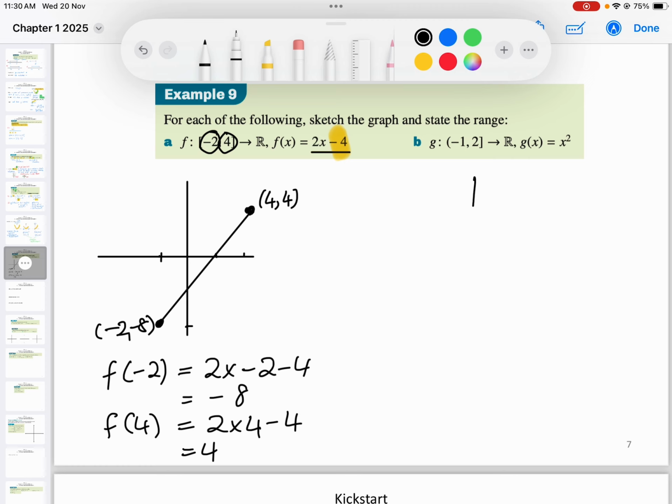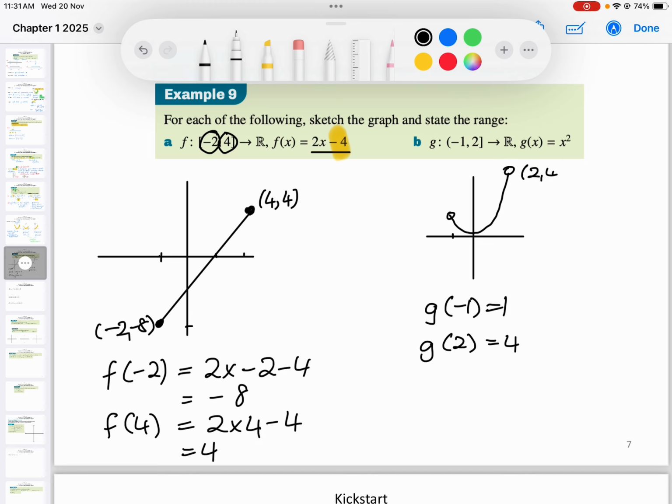So let's do this next one. It's a graph of x squared, so I sort of know loosely what it looks like. I'm going to find out what happens at -1, what happens at 2. So I know it goes through -1, 1. That's not a closed circle. That's an open circle. And then it goes up to here, not included, and that endpoint is at 2, 4. And that is included. So it also goes through 0, 0.